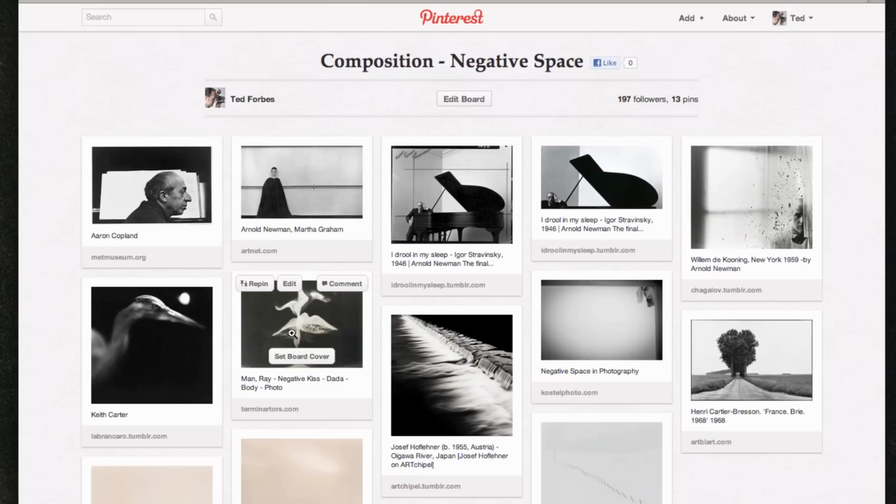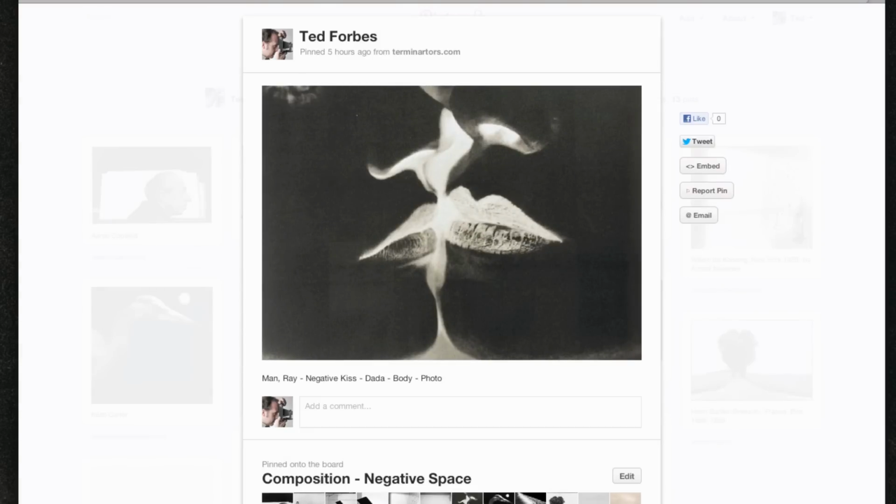Another example of this, ironically less abstract, is Man Ray's famous negative kiss. And when you first glance at this image, sometimes it looks like maybe a plant with leaves or something botanical, and then you realize that it's two faces that are kissing, and it's actually displayed in negative rather than positive. And again, you are playing with figure-ground relationships.